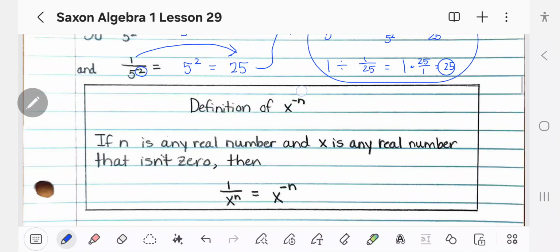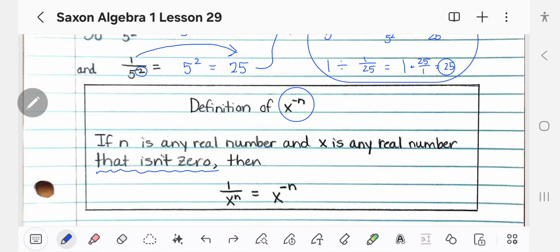All right, a definition of a negative exponent in this book says, if n, meaning the exponent, is any real number, and x is any real number that isn't 0. This is not going to work for 0. Can you think of why? Well, put a 0 here. Do you see that 0 in the denominator? And we know that's undefined. That's why we can't have a 0 in the denominator.